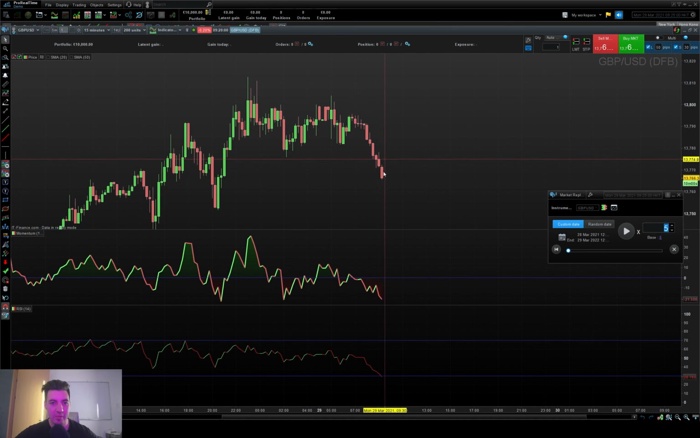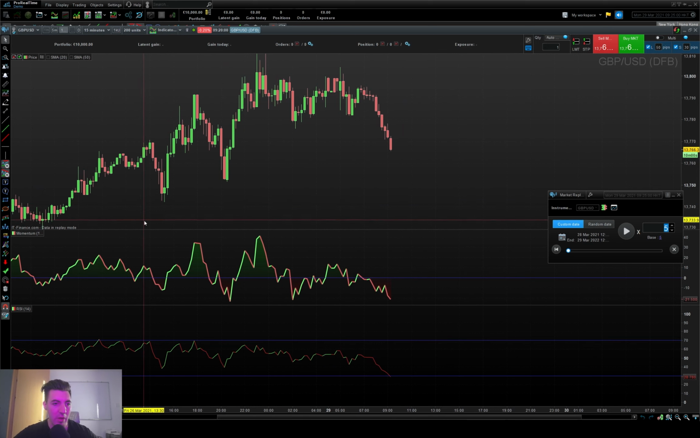Hi guys, so as you can see, I'm on the GBP/USD pair. I'm also trading, I think, 2021 to 2022, so again, a very random time in the market to see whether or not this works. I've also opened up my indicator, so you can see my momentum indicator is open. This is going to show us whether there are a lot more sellers or buyers in the market.